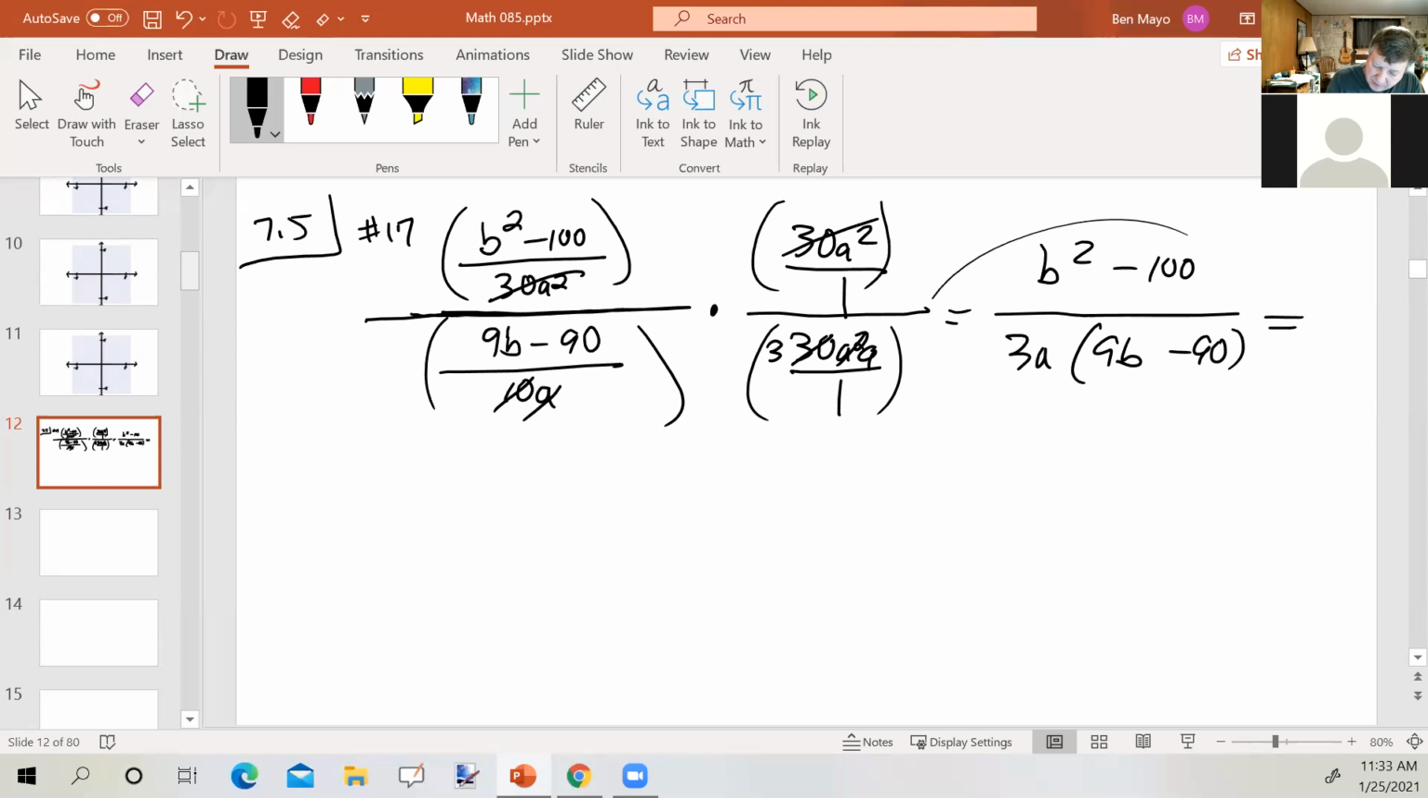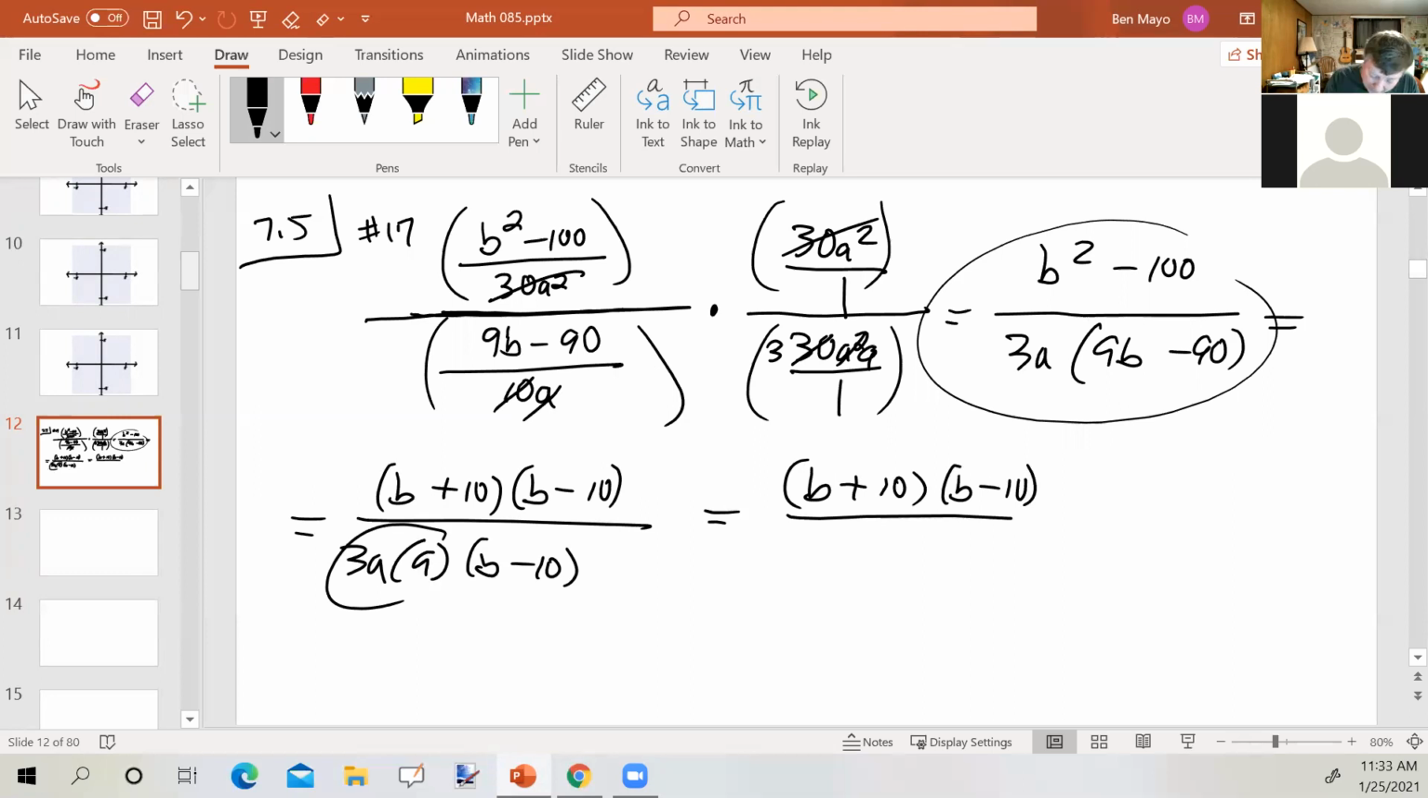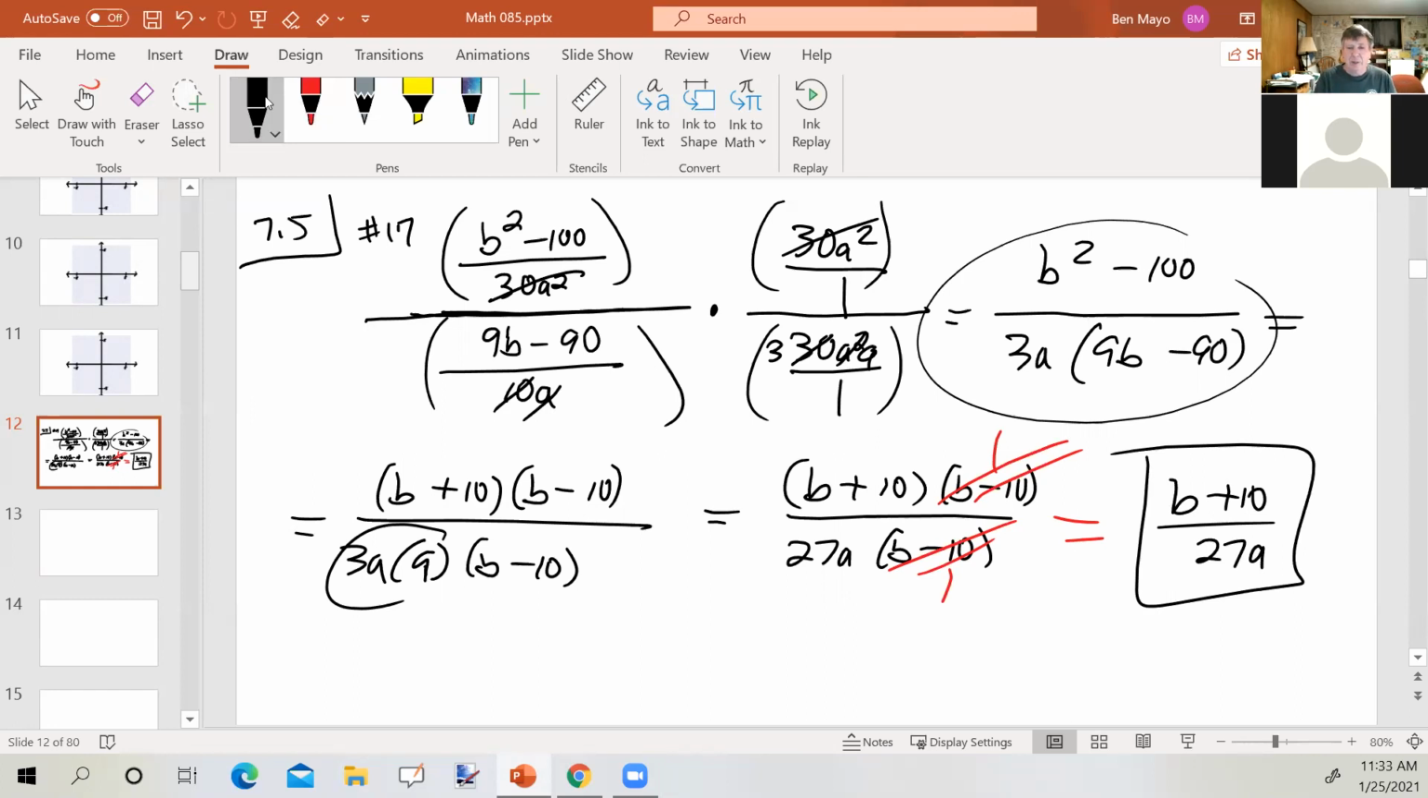The numerator of this new fraction is the difference of two squares, b plus 10, b minus 10. The denominator, we've already got a 3a that's factored out, but we could also take out an additional 9 and get b minus 10. So that would give me b plus 10 times b minus 10 over, taking 3a times 9, 27a times b minus 10. Now the common factor that can come out is b minus 10. So my final answer is b plus 10 over 27a. And there you have it. Any questions about that one?